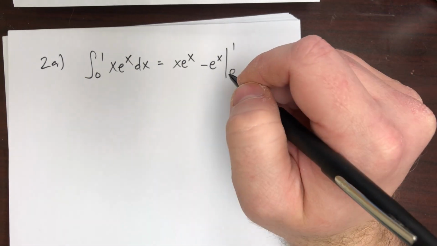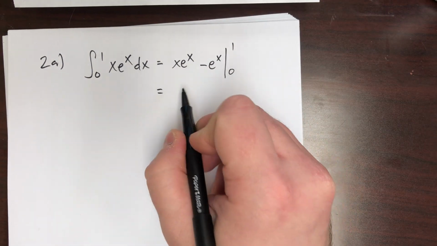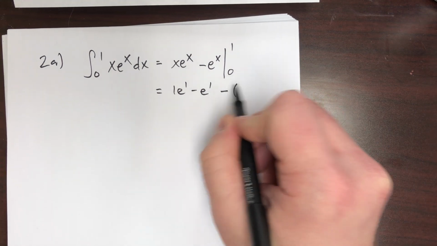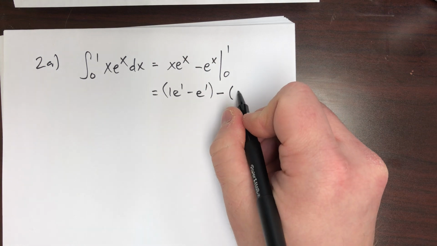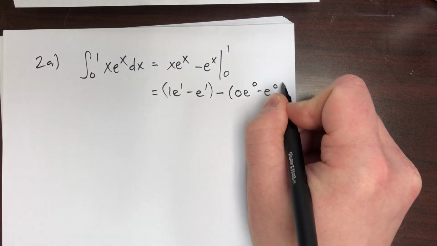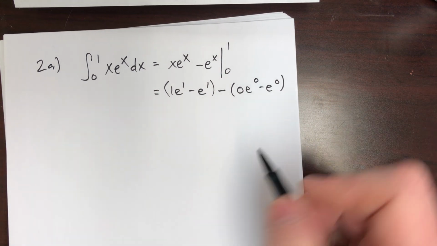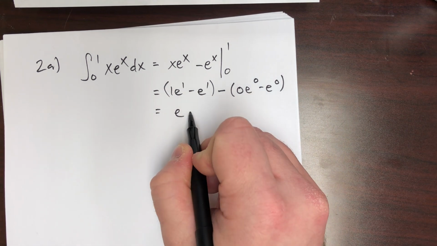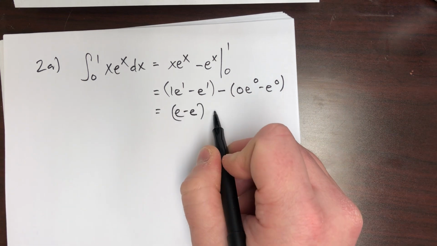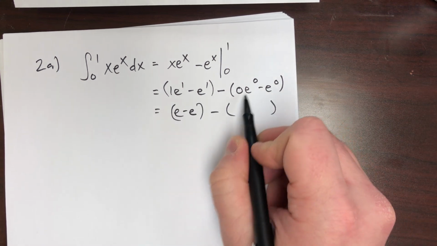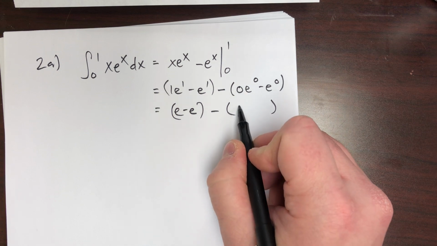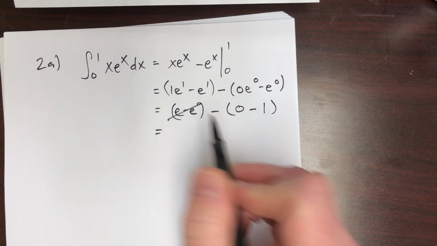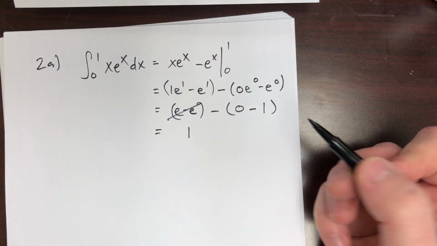So if I plug in 1, I get 1 e to the 1 minus e to the 1, minus 0 e to the 0 minus e to the 0. And be careful. I'm like, doesn't everything just cancel? Just double check. So 1 e to the 1 is e, minus e to the 1 is e. So those do cancel. But over here, 0 e to the 0, that's 0, then e to the 0 is 1. e minus e goes away. Minus 1 is minus 1.